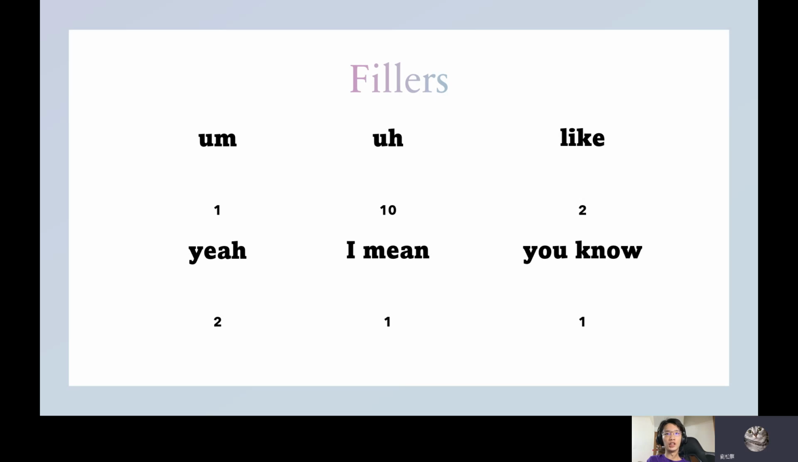The first one is "um" and it has been used once. The second one is "uh" and it has been used 10 times. The third one is "like" and it has been used twice. The next is "yeah", it has been used twice. After that, "I mean", it has been used once. The final one, it has been used once.